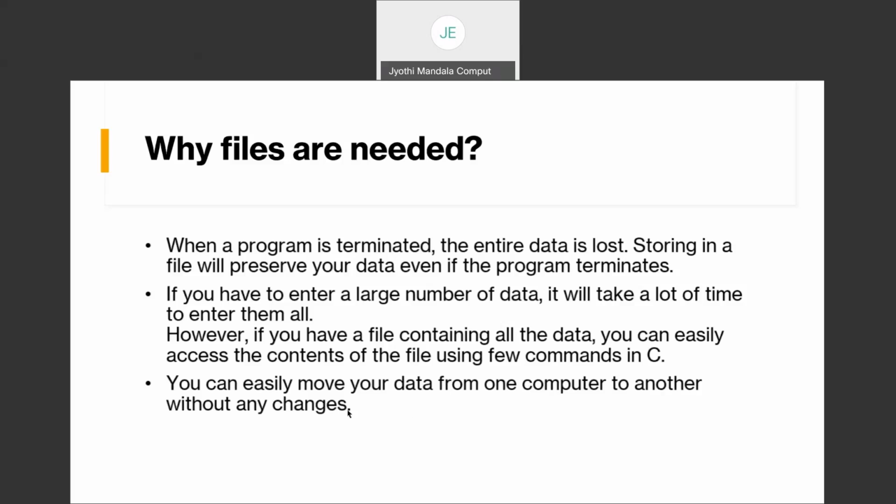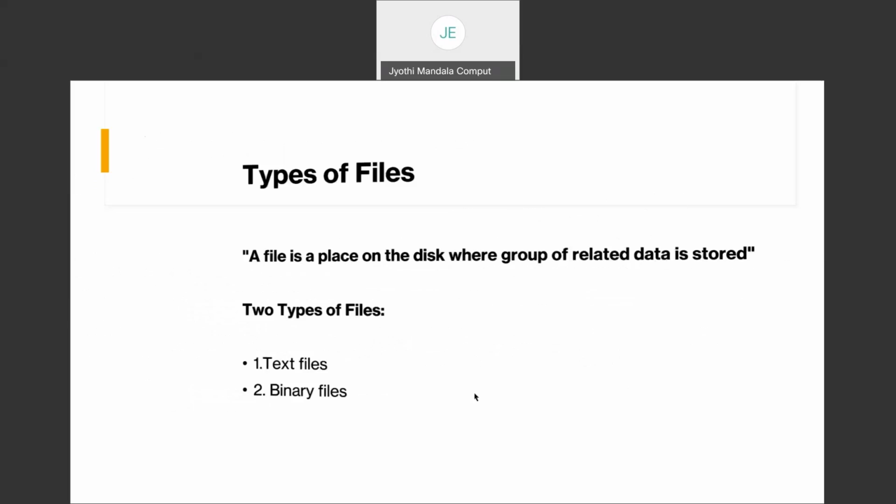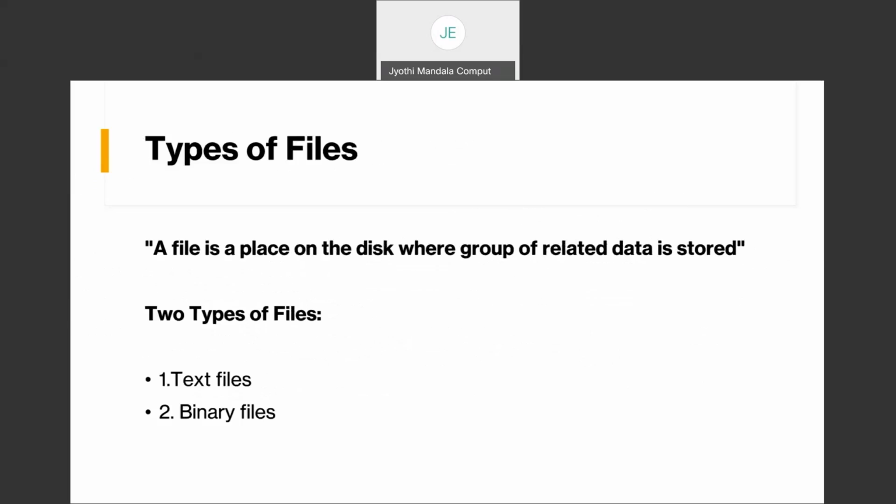Right? So this is the advantage of files. Now, what actually a file is defined is, a file is defined as a place on your hard disk where some data will be stored. That data can be any data. Got it, all of you?